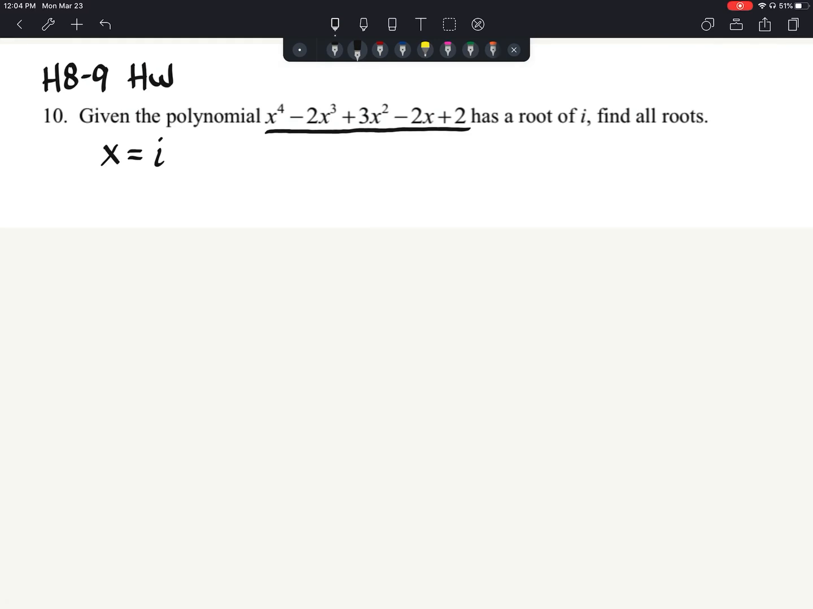Now we know that if i is a root, we're also going to have a negative i as a root. So most of the time, what we'll do then is ask, what are the possible integral roots? Our possible integral roots would be positive or negative 1 and positive or negative 2. And then we'd have to check that out.